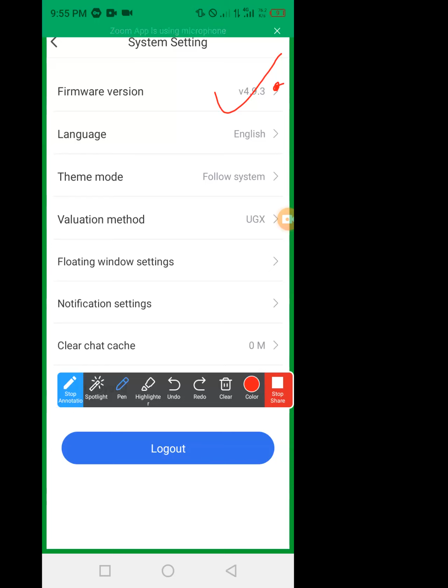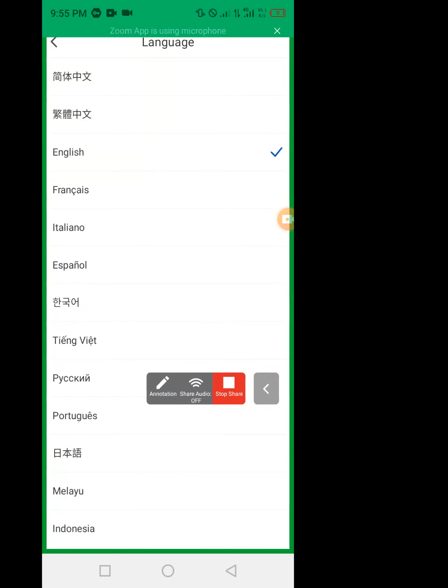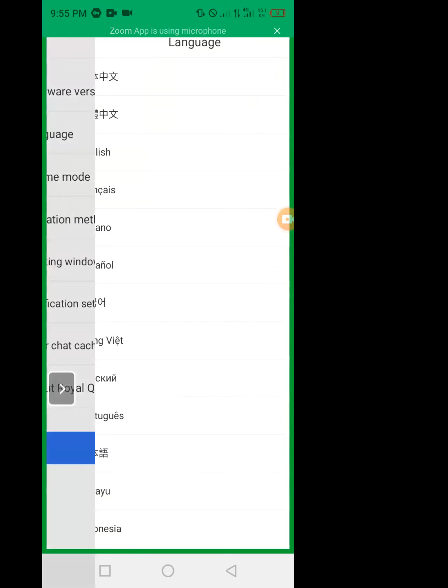Why is it doing that? The technology has to be updated in order also to avoid the hackers. So the language, you can choose the language that you want. If you want English, you click there and then you put English. If you want French, you can change to French. If you want Portuguese, you can change.